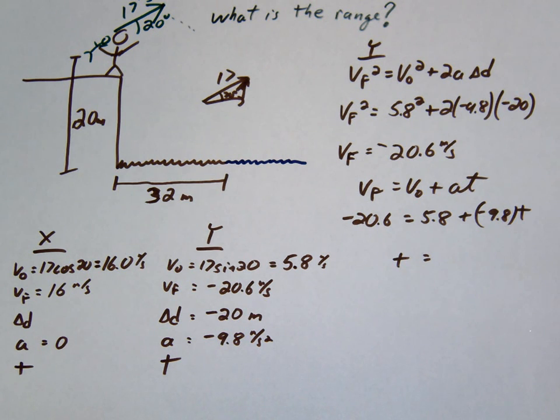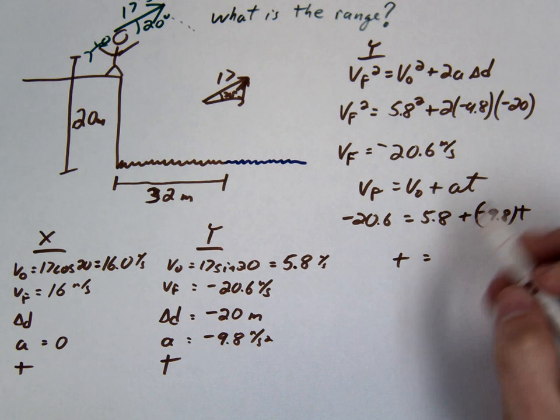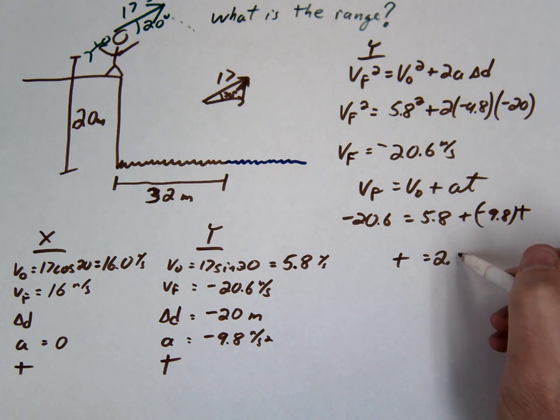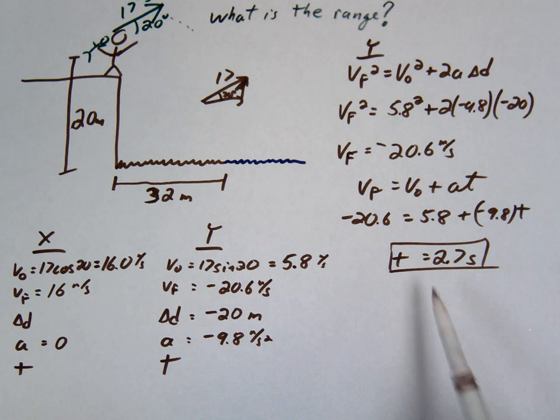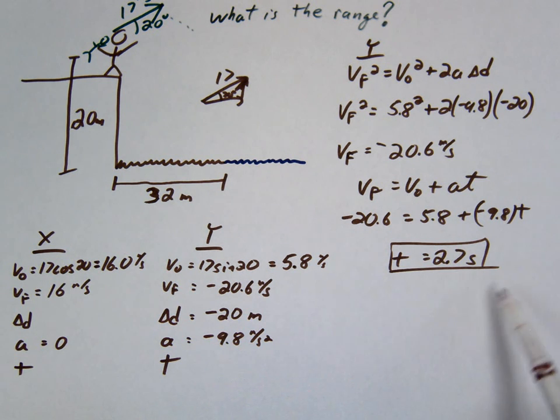Looks like he's going to make it. What are you guys getting for the time? 2.7. Good. And if you did the quadratic, did anyone do the quadratic out there? Did you guys get 2.7? Okay.